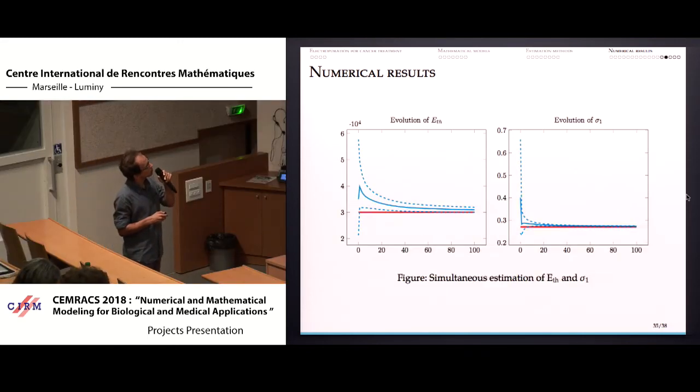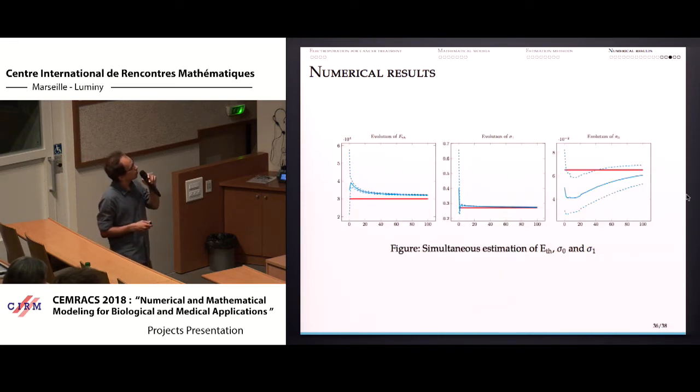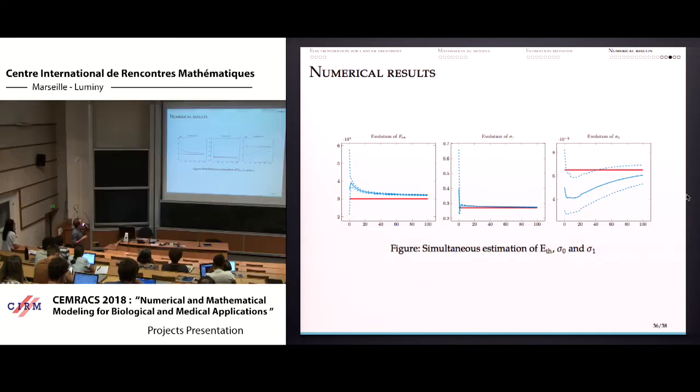When we estimate the electroporation threshold and the electroporated conductivity, we also have a nice convergence. And if we also add the base conductivity, we also have something. The sigma 0 is, however, much slower.